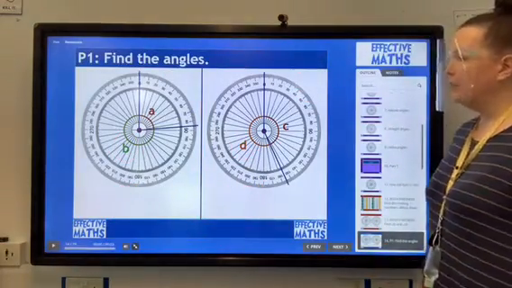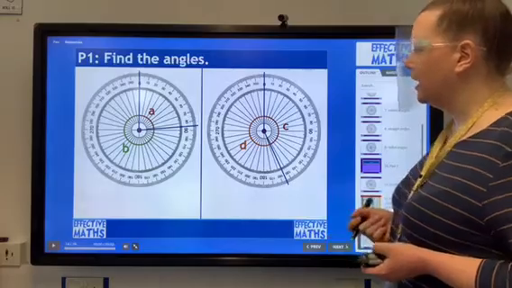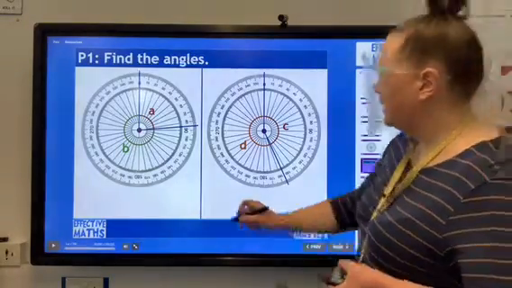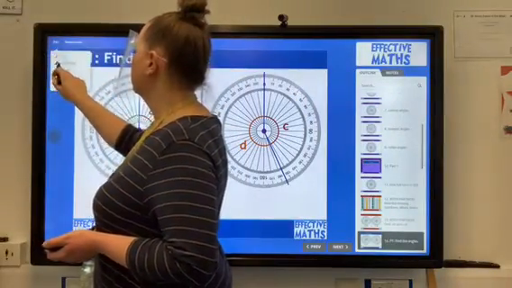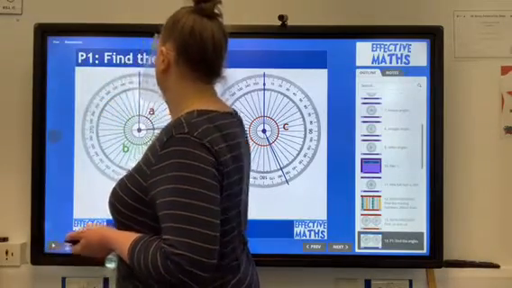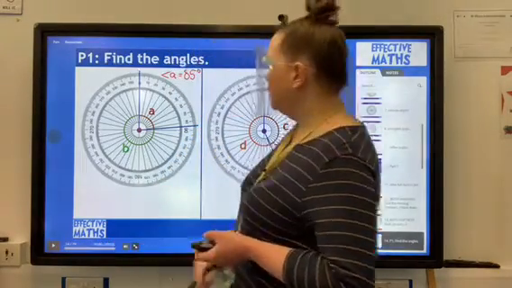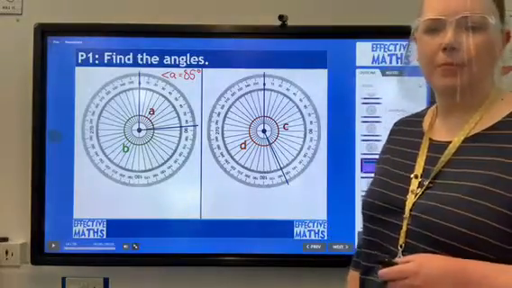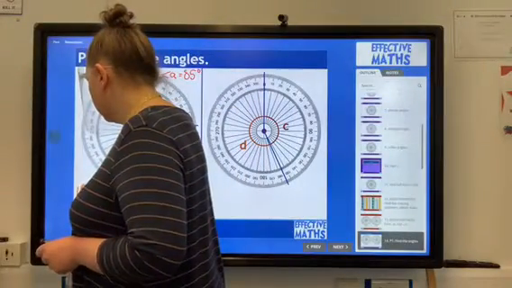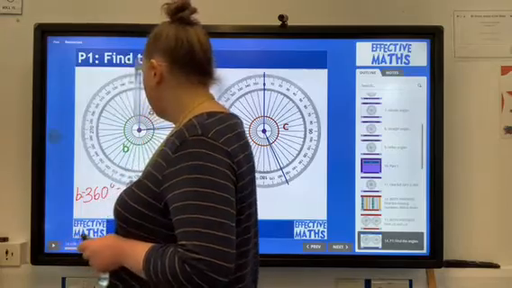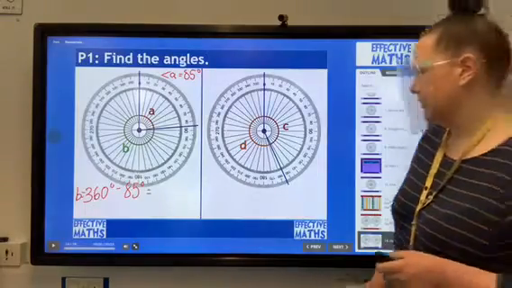So let's do that again. Can we find the angle? What have we got to do first? Find A. What is angle A then? 85 degrees. So angle A equals 85 degrees. So angle B is going to equal 360 degrees take away 85 degrees. 360 degrees subtract 85 degrees, which will be 275 degrees.